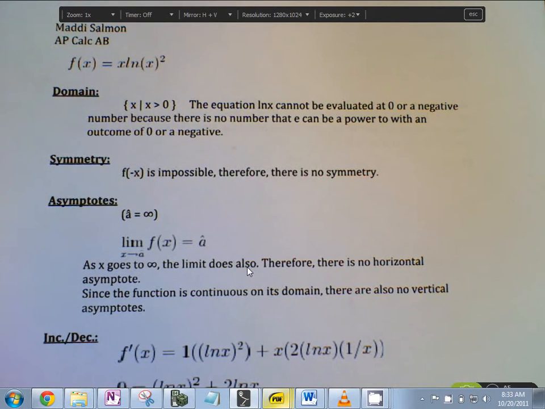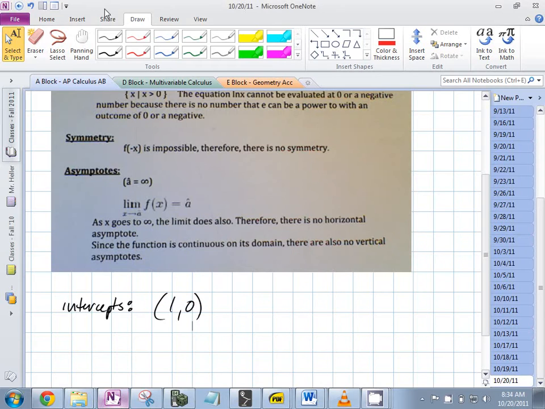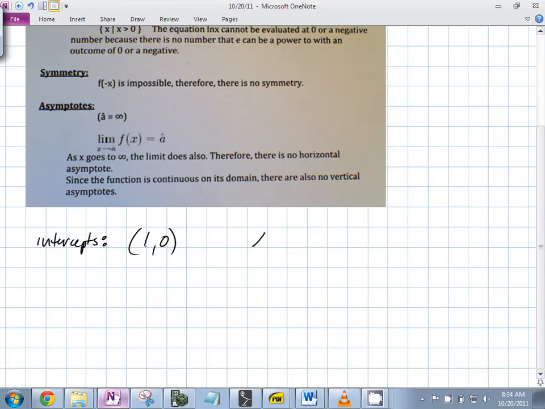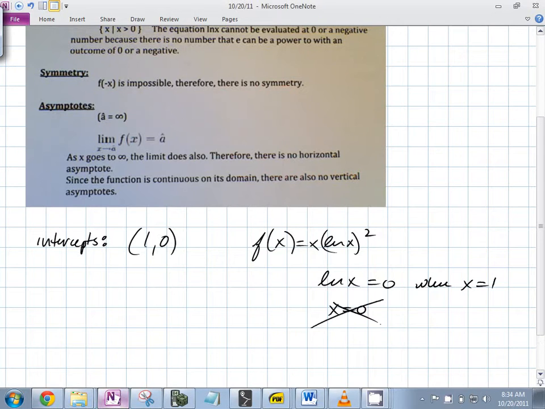Okay, hold on. Why do we know there's an intercept at 1, 0? F of x was what? X ln x all squared, right? Well, ln x never equals 0, right? Yes, it can. Oh, it can. Sorry. Ln x equals 0 when what? When x equals 1. Can x equal 0 in this? No, because you can't plug 0 into ln x. You're absolutely right. So it's 1, 0.